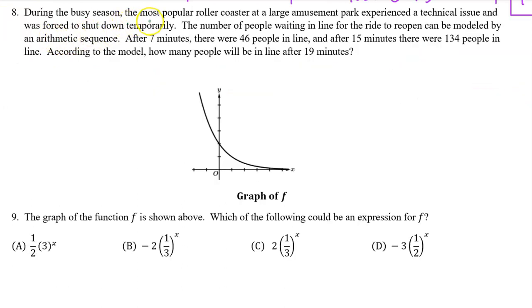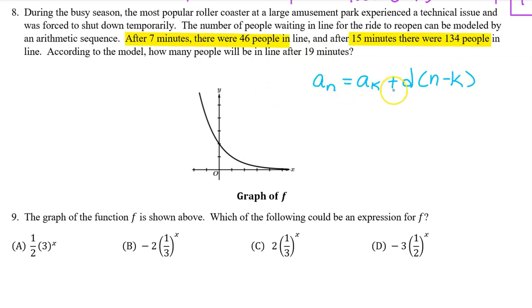During the busy season, the most popular roller coaster at a large amusement park experienced a technical issue and was forced to shut down temporarily. The number of people waiting in line for the ride to reopen can be modeled by an arithmetic sequence. After 7 minutes, there were 46 people in line. After 15 minutes, there were 134 people in line. According to the model, how many people will be in line after 19 minutes?